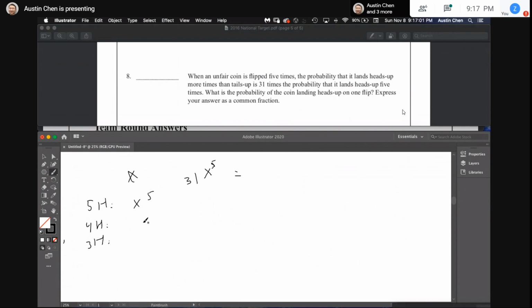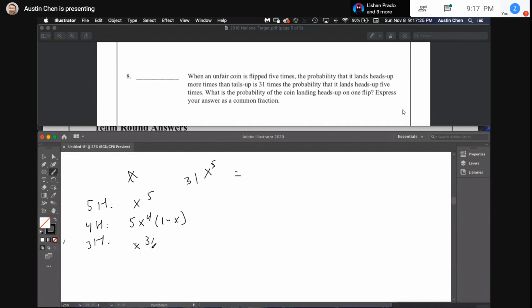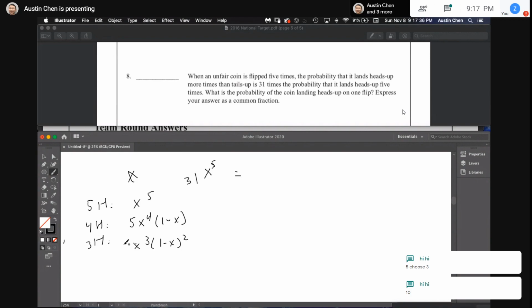For 4 heads, you're going to have x to the fourth times 1 minus x, but you also have to think of the arrangements. How many arrangements can you have with four heads and one tail? It's just going to be five, so we're multiplying this by five. You can also think of it as 5 choose 1 or 5 choose 4. Then three heads will be x cubed times 1 minus x squared, times 5 choose 3 or 5 choose 2, and that is just 10.